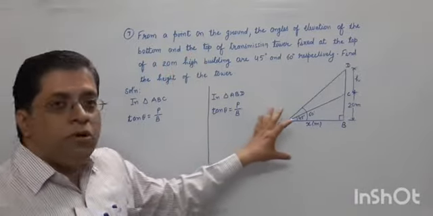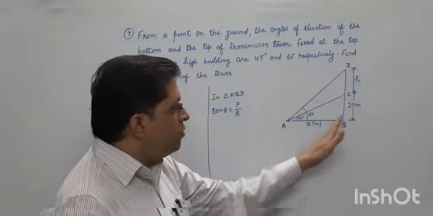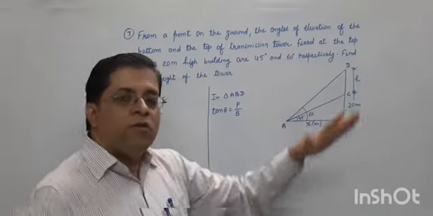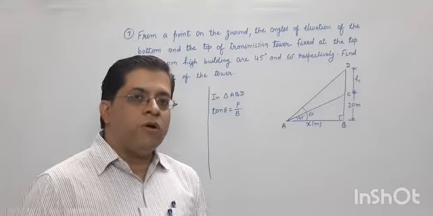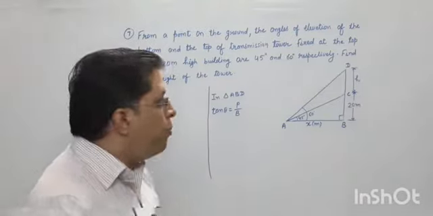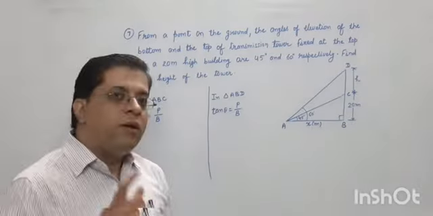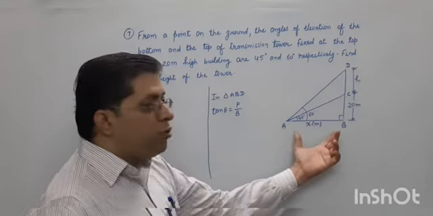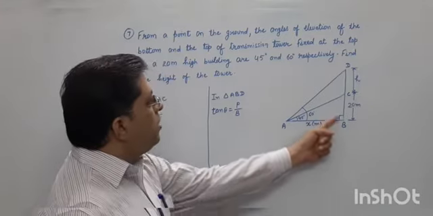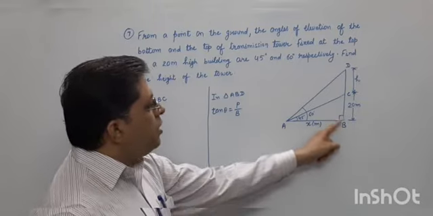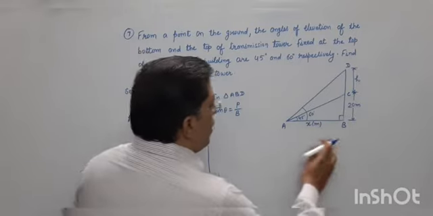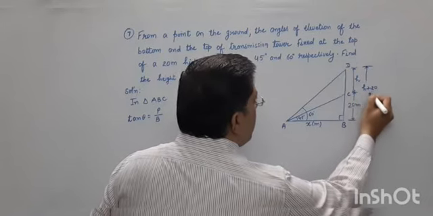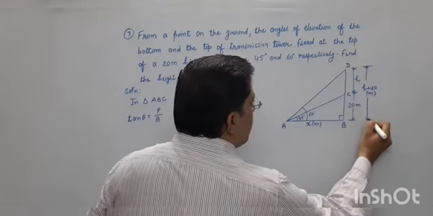According to the question, you have to draw one figure. This is the tower. This is your building. On the building, the tower is there. Angle of elevation from this point is 45 degree to the bottom and 60 degree to the top. You have to find the height of the tower. Let the height of the tower be small h. Now you see we have two triangles. One triangle is ABC, another triangle is ABD. In ABD, what will be the height? Total height h plus 20 meter.